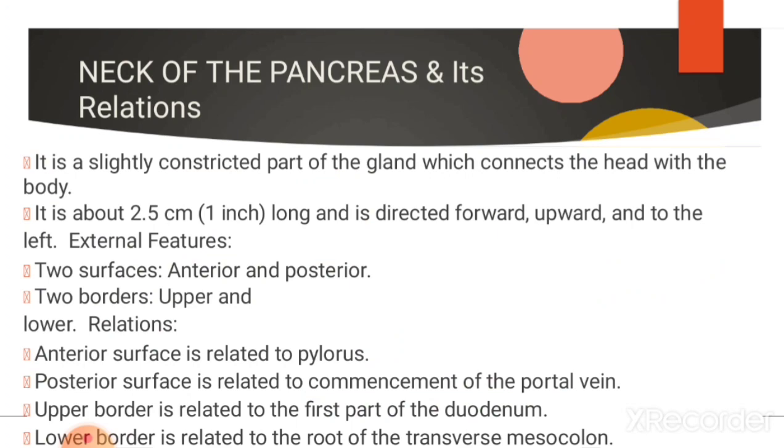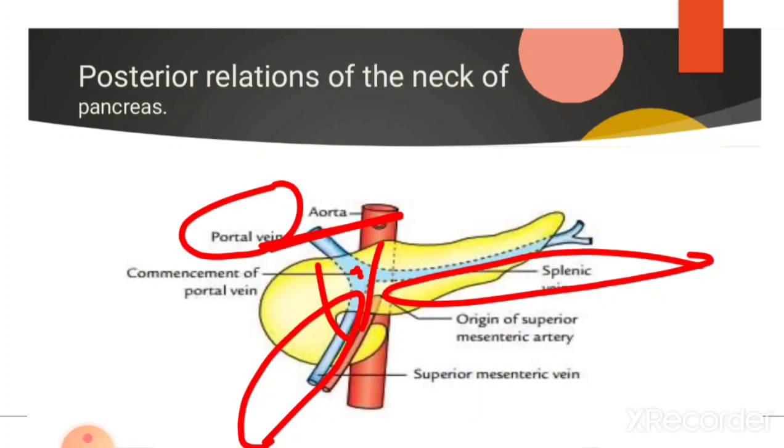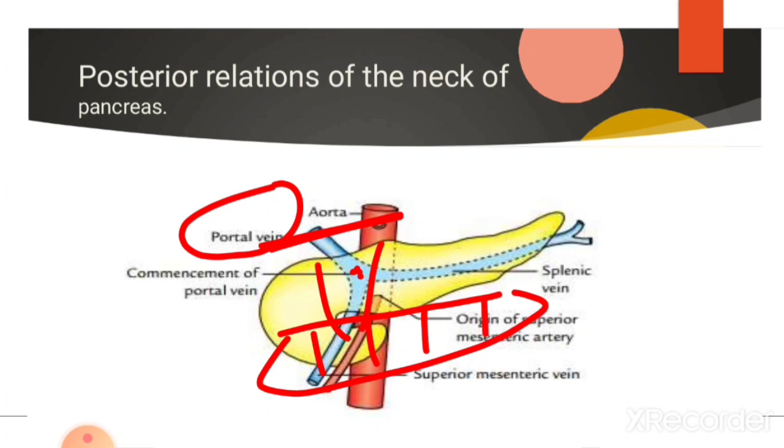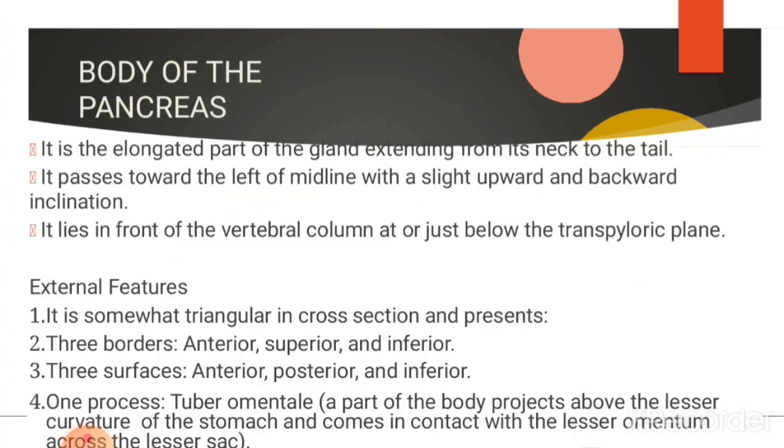So the lower border is related to the transverse mesocolon, and this is the lower border. This is the lower border of the neck of pancreas. Here we have the transverse mesocolon. Transverse mesocolon means it is a part of the large intestine, so don't confuse.